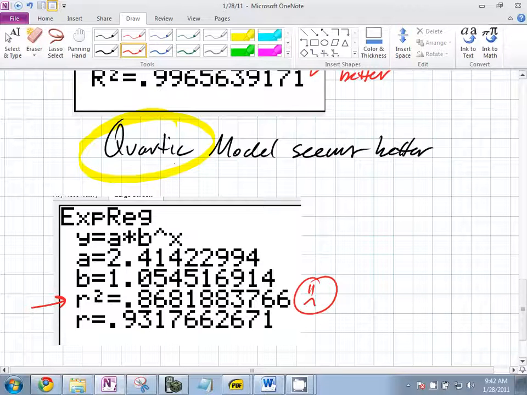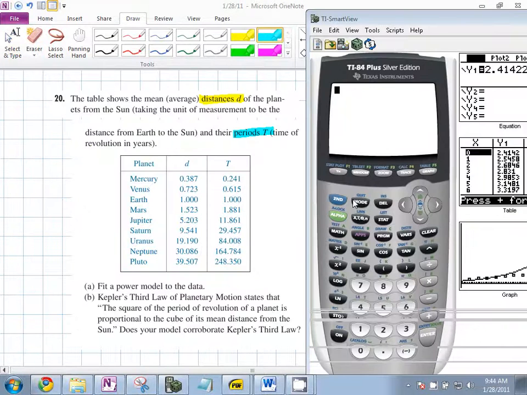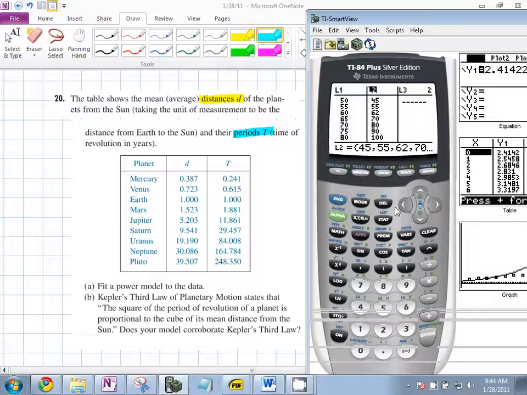Macy, go up to L2 or L1. How? Use the arrow up. Go to list. Is that what I want to do? No, stat. So stat, edit. Go up to L2 or L1 and hit clear. Then hit the down arrow. Clear and down arrow. That's a great tip. Okay, so we've cleared them.